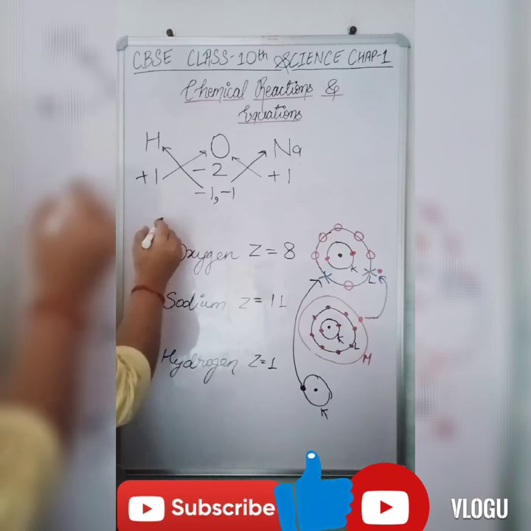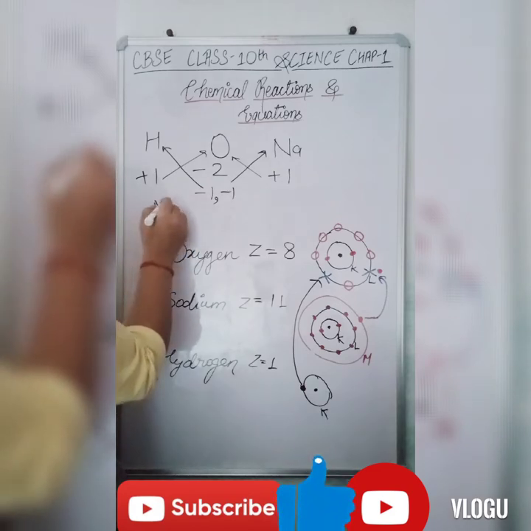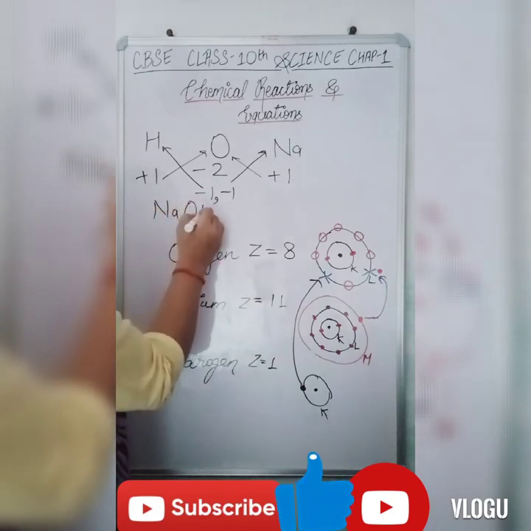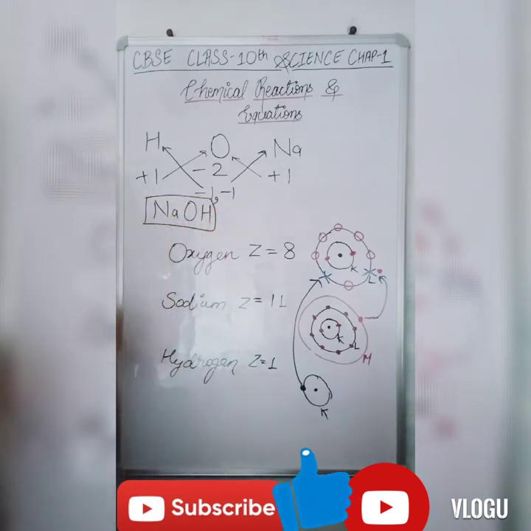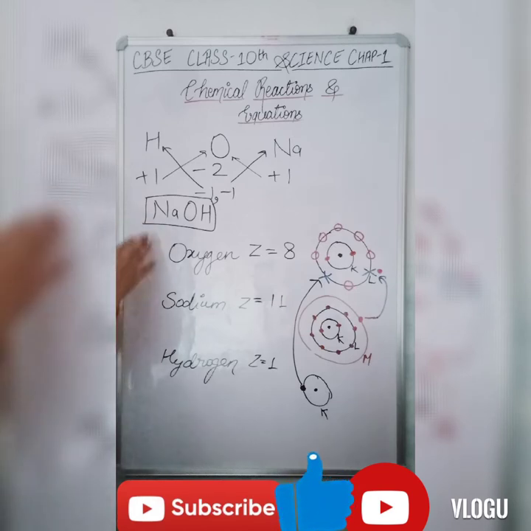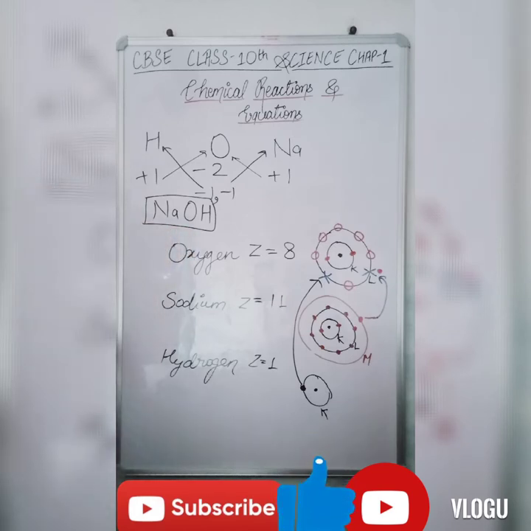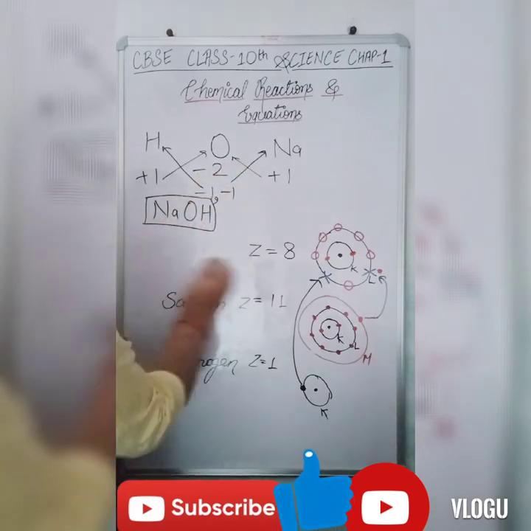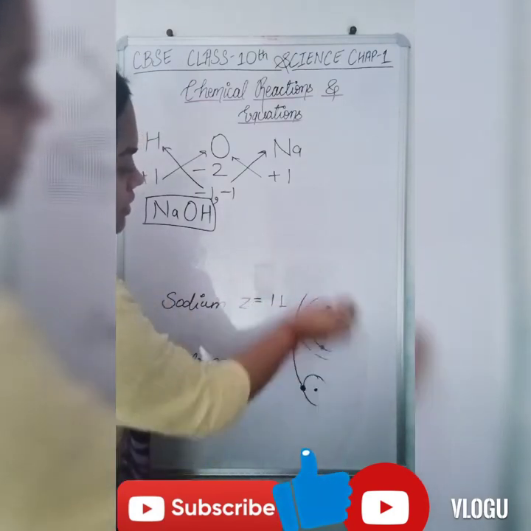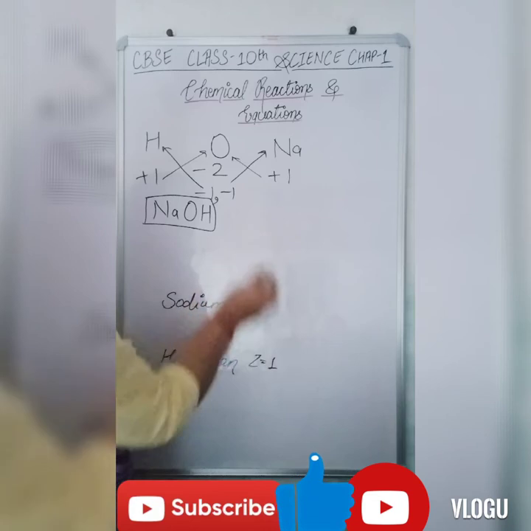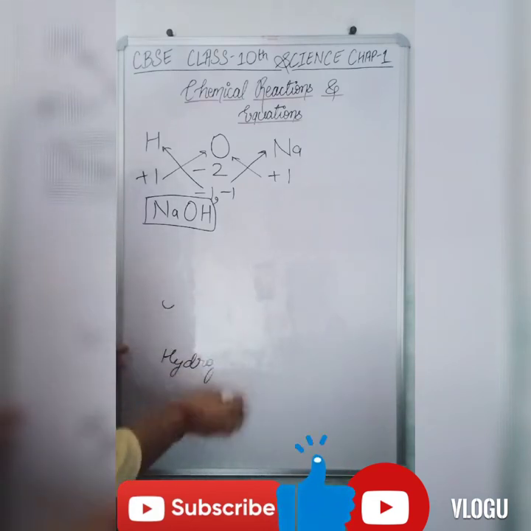So the formula will become NaOH, which is a very familiar formula for you. You have read this almost everywhere. Sodium hydroxide, the strongest base, right? So this is the molecular formula for it. Now I hope you have understood the concept of valency and forming molecular compounds.